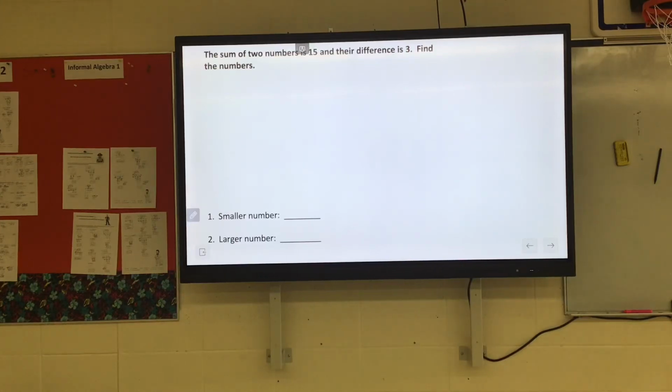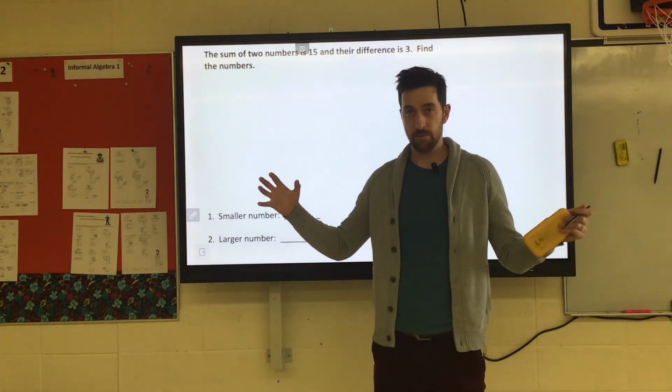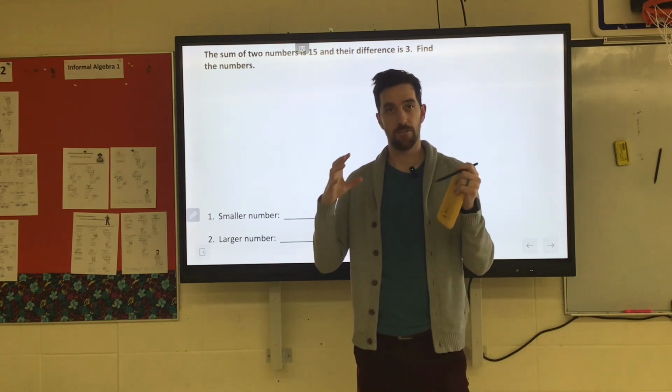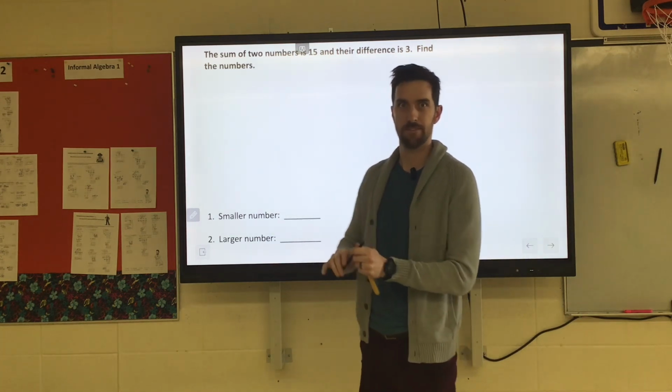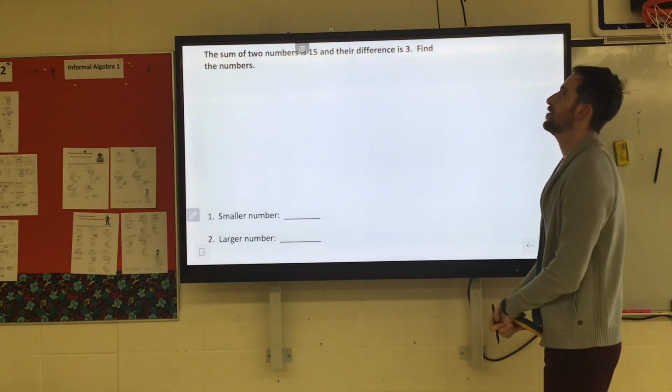We're doing system of equations story problems today. So remember, systems are like two equations, and then we're going to combine them because they have two variables each, and we're going to mash it down to solve for one variable, and then we use that to figure out the other. So the sum of two numbers is 15, and their difference is 3.